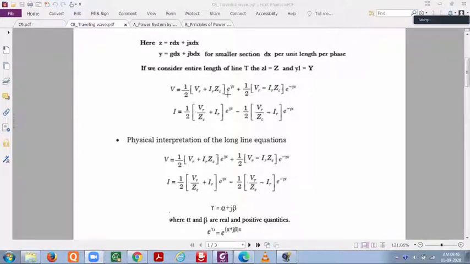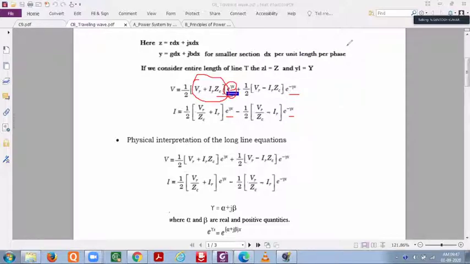Right? This e power gamma x, positive, is your incident wave. E power minus gamma x is your reflected wave. Same with your current: incident, reflected. Meaning the component which is present inside the bracket is being affected by your e power gamma x, right? When gamma is positive, with e power gamma x, here x is your distance from your receiving end.